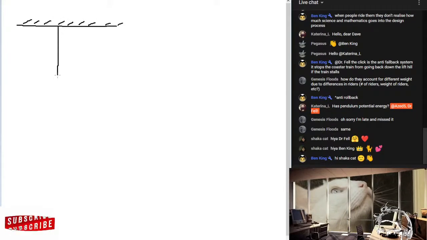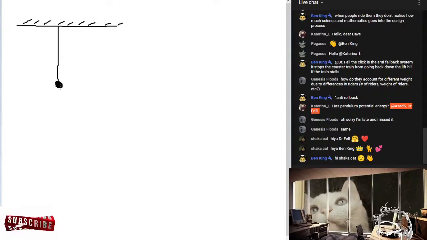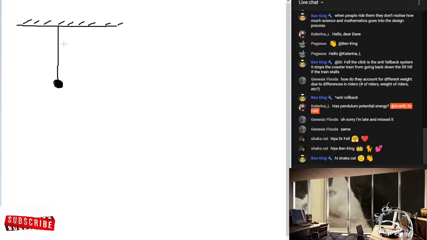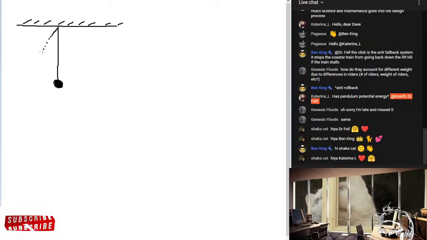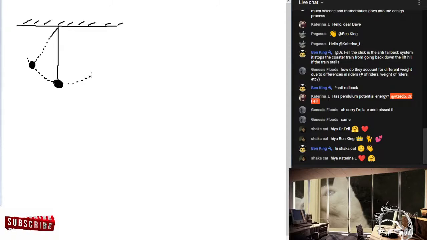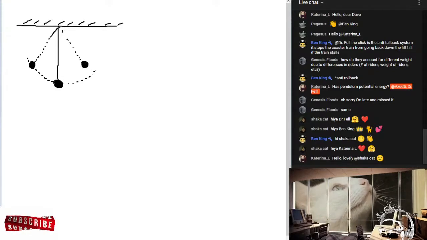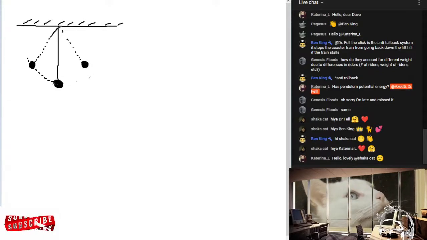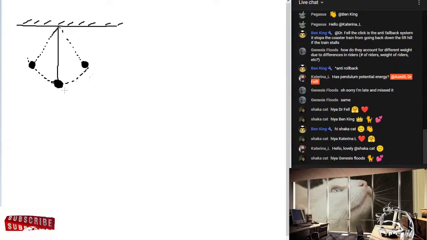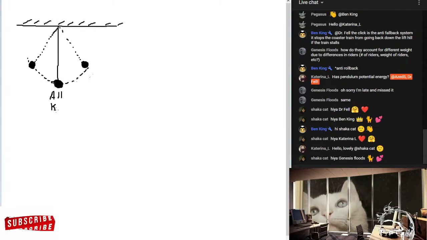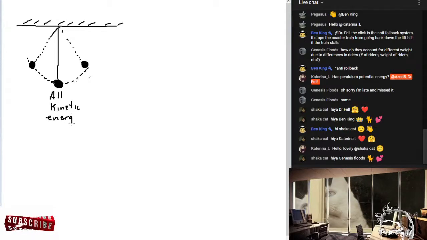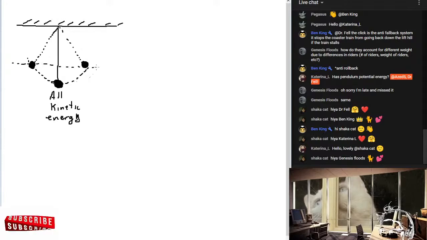Pendulum's a little bit more complicated. So let's say we have a mass here, and we offset it like that, so that it's going to swing through this arc. Back and forth, right? So at the bottom here, this is all kinetic energy. When it's at its maximum height here, it's all gravitational potential energy.